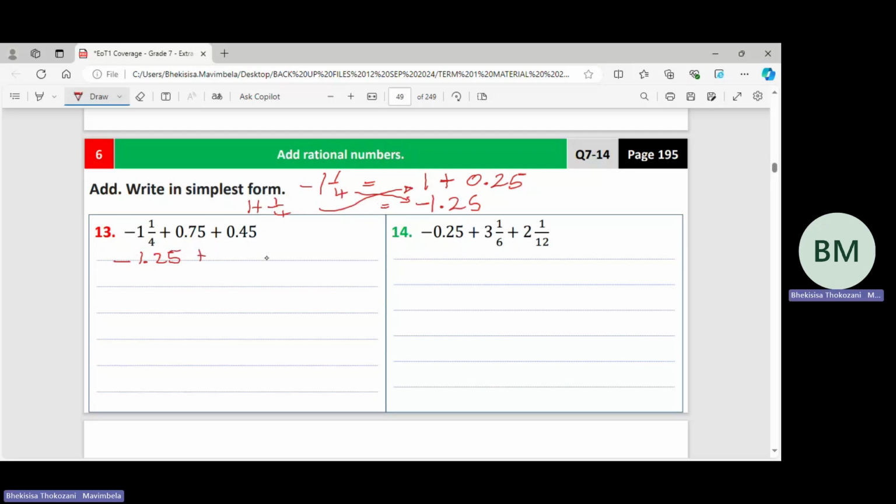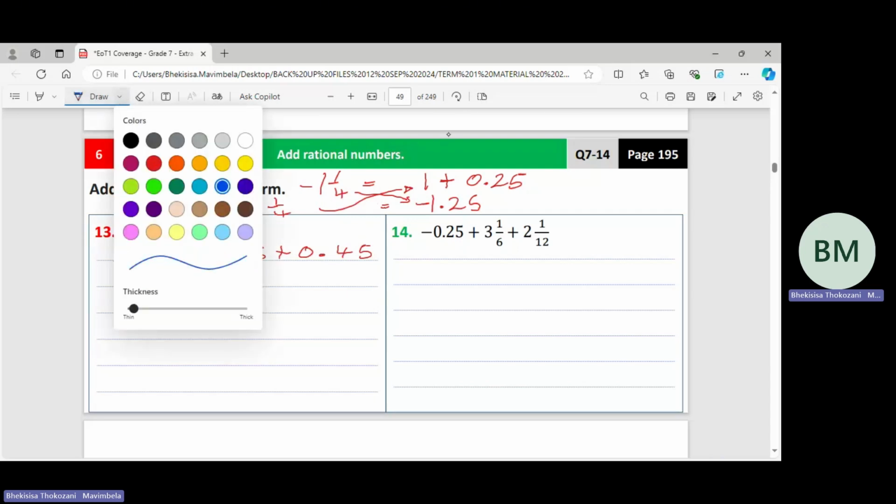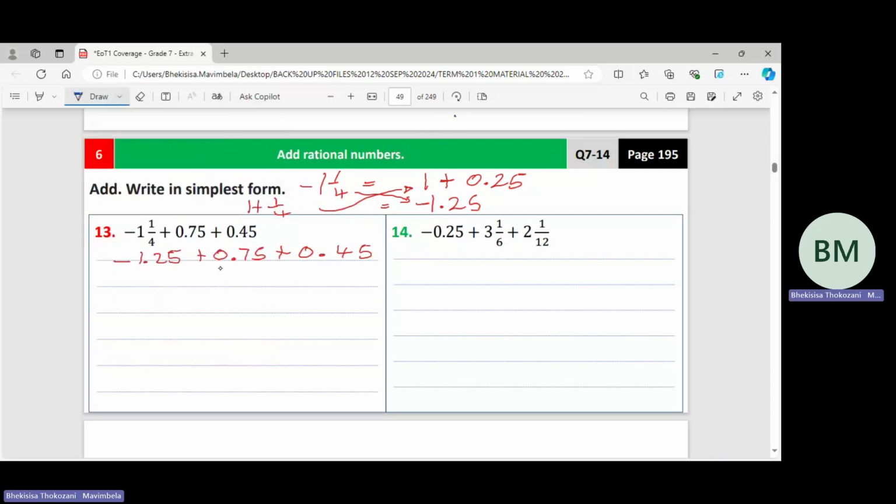plus, these are decimals already, 0.75 plus 0.45. You could have changed everything to fractions, but I think it takes more time when you do that. So I'm going to start with these ones here. You can see here we have a positive number, and here we have a positive number. So I'm going to start with those positive numbers.